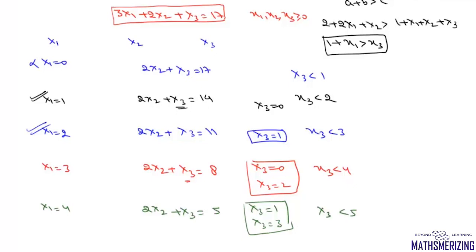And then finally we'll have x1 equals 5. So we'll get 2x2 plus x3 equal to 2, where x3 is less than 6. Now in this case, x3 has to be an even number. Since this value is 2, x3 can take only two values, which is either x3 is 0 or x3 is 2.